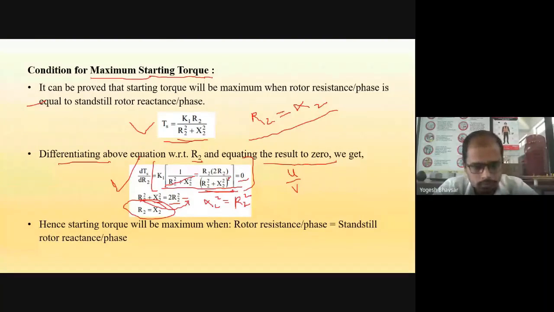So take the starting torque expression, then differentiate that expression with respect to R2 and equate it equal to 0. Then simplify that term, take the derivative and then simplify it. You will get the relation R2 is equal to X2.